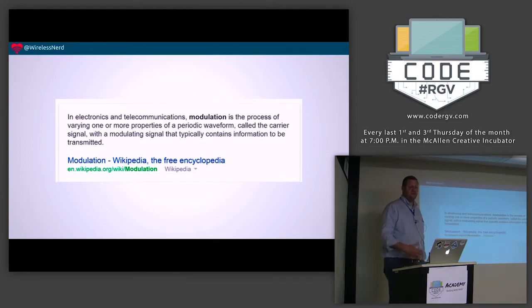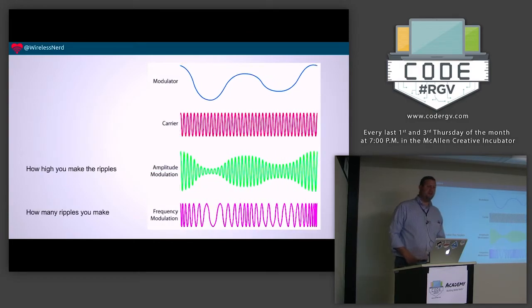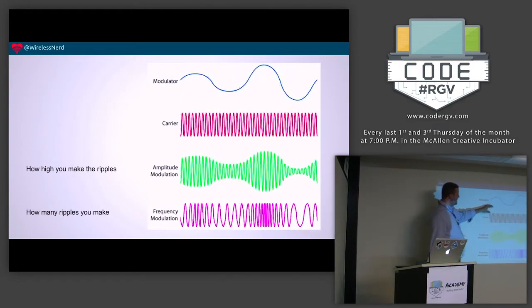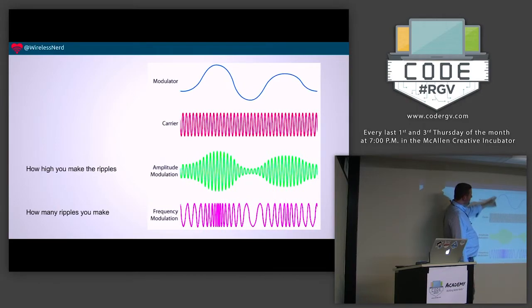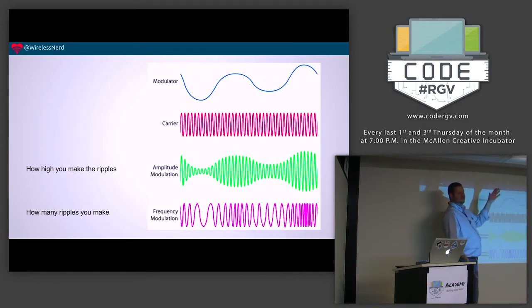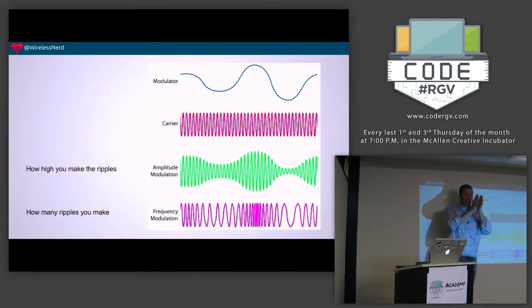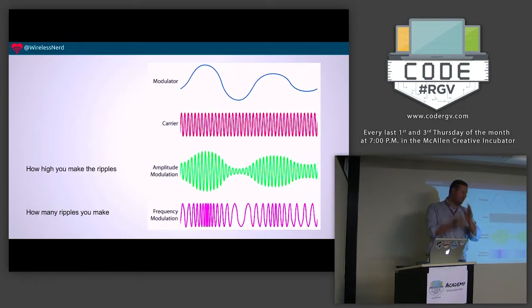Modulation is a process of varying one or more properties of a periodic waveform, called the carrier signal, with a modulating signal that typically contains information to be transmitted. An easy way to think about it: this is your modulator signal right here. It's going low, it's going high, it's going low, it's getting louder, it's getting softer. Your carriers are still the same. Your carriers are what they're going across.